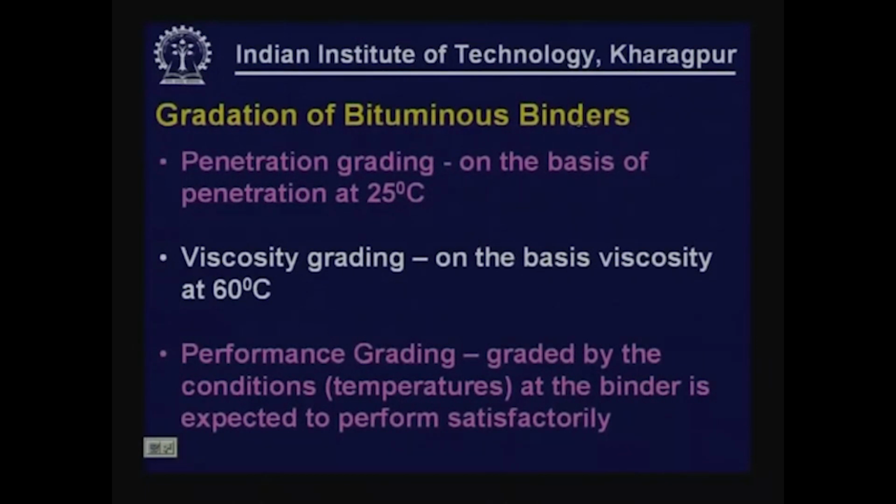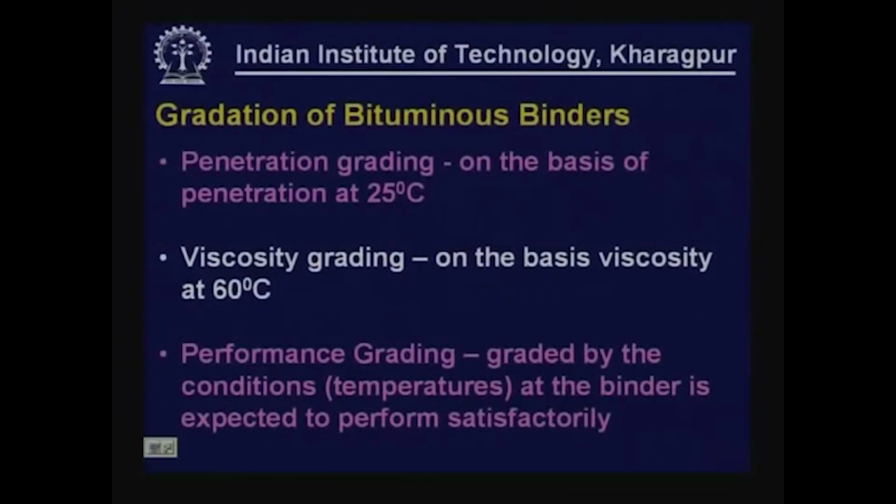The most commonly adopted grading system is penetration grading, which is done on the basis of penetration determined at 25 degrees centigrade. There is another grading that adopts the viscosity value determined at 60 degrees centigrade. There is also a more recent method of grading bitumens, which is known as performance grading, also known as Superpave performance grading, because this has come out of an experimental study conducted for developing superior performing pavements, Superpave.